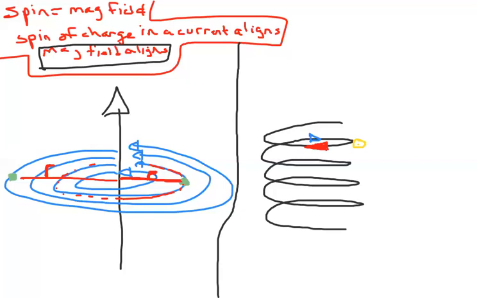And remember, as you follow your current with your fingers, you want to keep your thumb sticking straight out. And so when you give a thumbs up, essentially, as you curl your fingers, you're going to give a thumbs up. The thumb direction is going to be your magnetic field direction. And so we see for this wire, it's down, right?